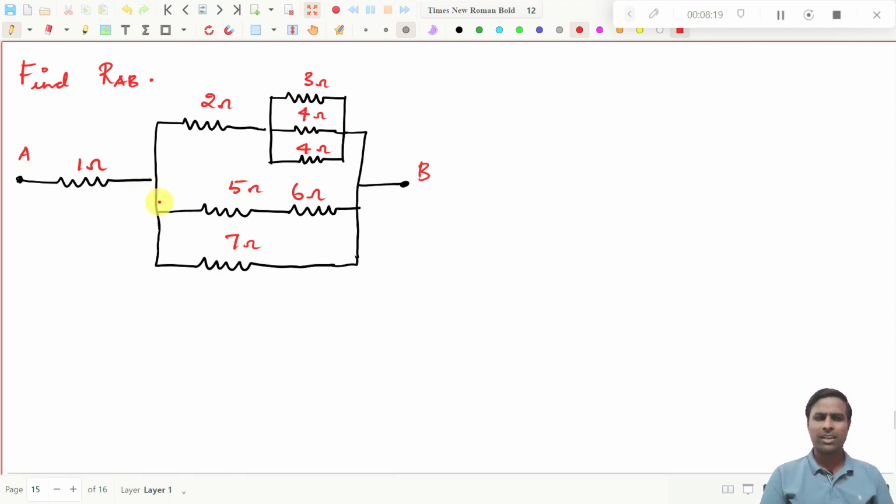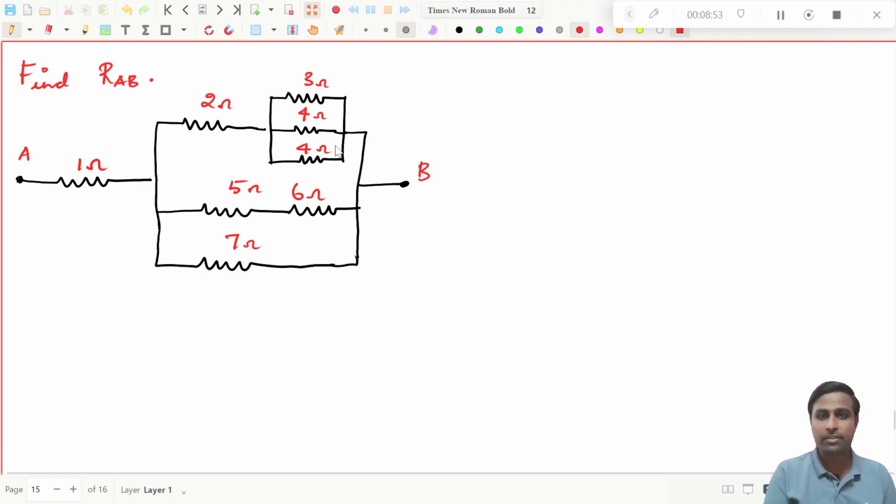Fine. You can start from any point. If you see anything like this, one branch, two branch, three branch, you simplify this part first, then you simplify this part again, and you simplify this one, and you get all three resistors connected in parallel. Then you simplify them, and you will get a single resistor that will be connected to this 1 ohm resistor in series, like that. Anyway, I will solve these three first of all. These three are connected in parallel, right?